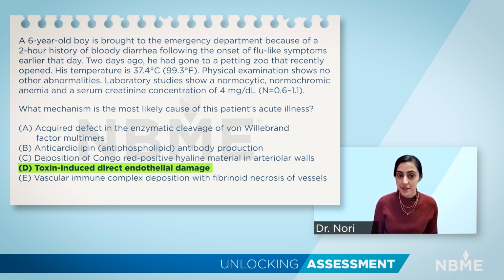The rapidity of the illness and the very short incubation time seemed to be key for a lot of you, and it helped you arrive at the right answer, which is that this is a toxin-induced illness, which causes direct endothelial damage, which manifests in the profound kidney failure, in the normocytic hemolytic anemia, and several other disease manifestations.